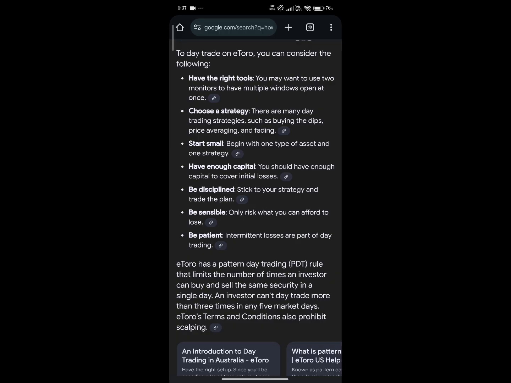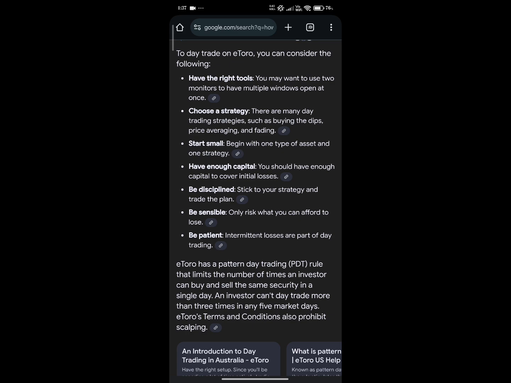Stick to your strategy and trade the plan. You don't go winning, losing, and then after losing, you try to chase the loss, wherein from here you end up lacking discipline. Now be sensible. Only risk what you can afford to lose.